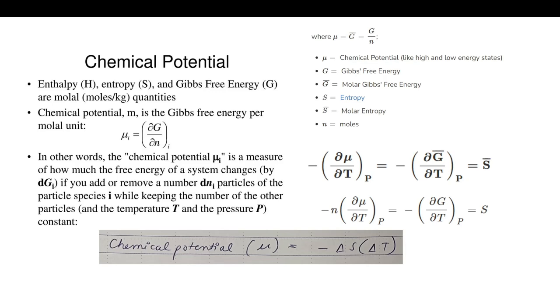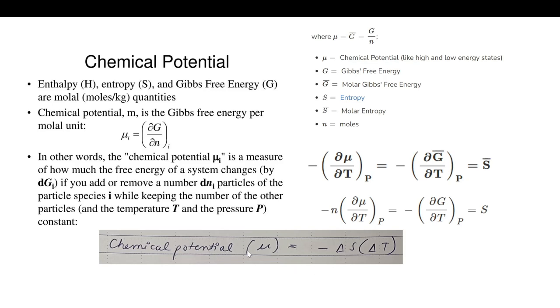It means if you add a certain number of moles to a substance, what is the change in the free energy by doing so, or if you remove a dn number of particles from that substance, what is the change in the free energy. That is given by this chemical potential, keeping the temperature and pressure constant. That can also be defined in terms of entropy and temperature.